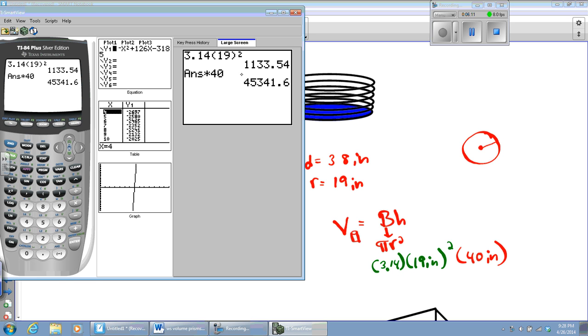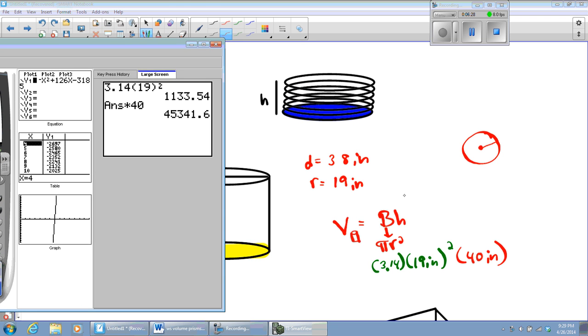I want to point out to you that this number here is the capital B. You see it's the pi times the r squared. It's this green part. And then when I multiply by the height of 40 inches, there is the volume of the cylinder, and I hope there's not a break in continuity there. I do apologize if there is. It's 45,341.6 inches cubed, because right here I have inches squared, and then I have multiplied by another inch. So I have inches times inches times inches, essentially.